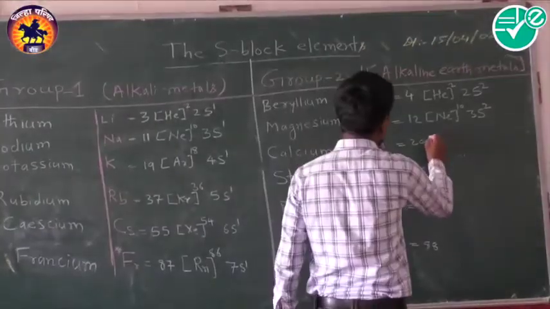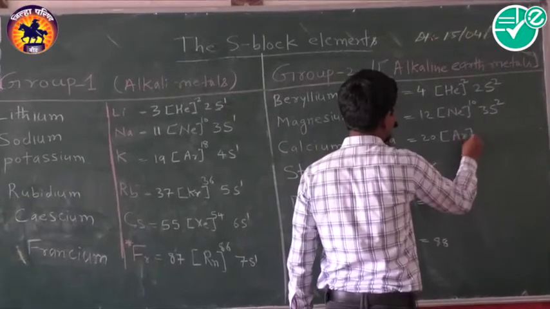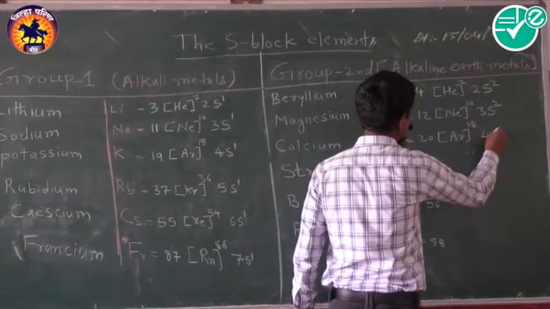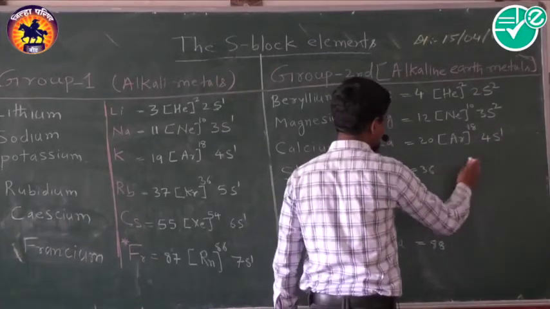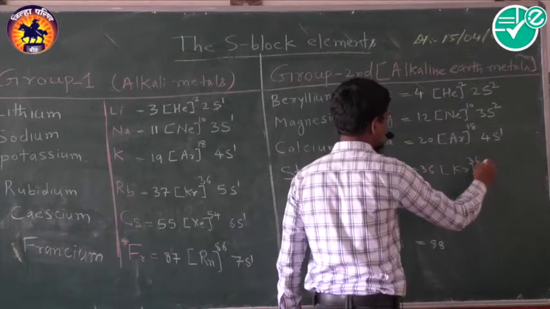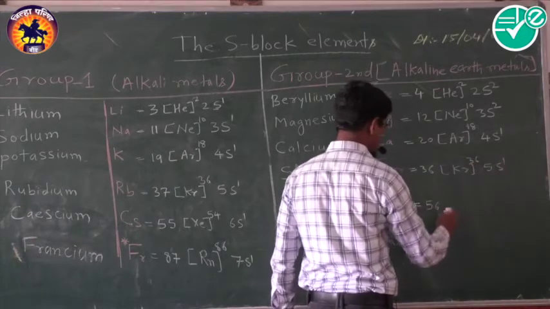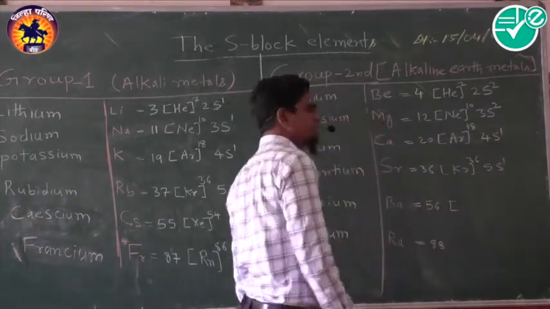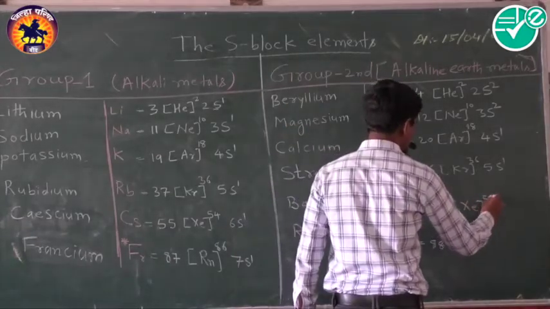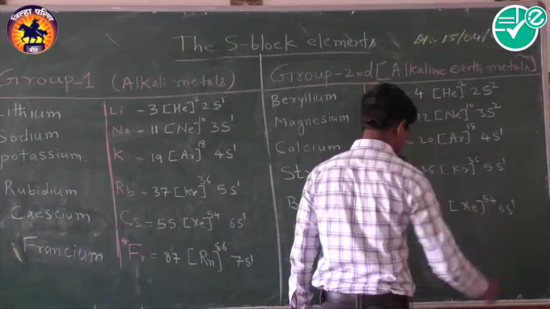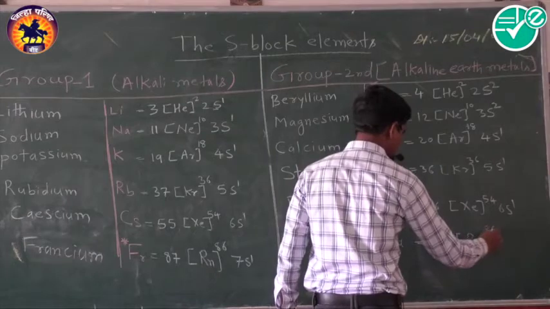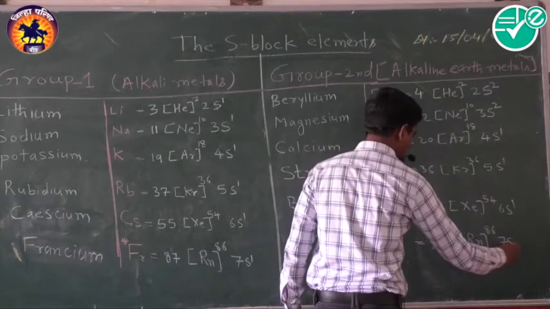Now, after that, argon 18, 4s1. And after argon, which is the noble gas again? Krypton 36, 5s1. Then after krypton, it is xenon, Xe 54, 6s1. And after that, it is again radon 86, a noble gas, and it is 7s1.